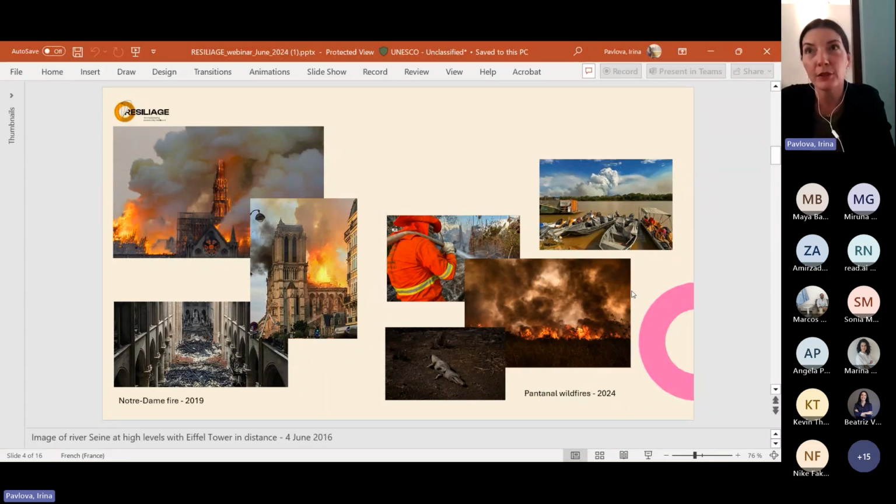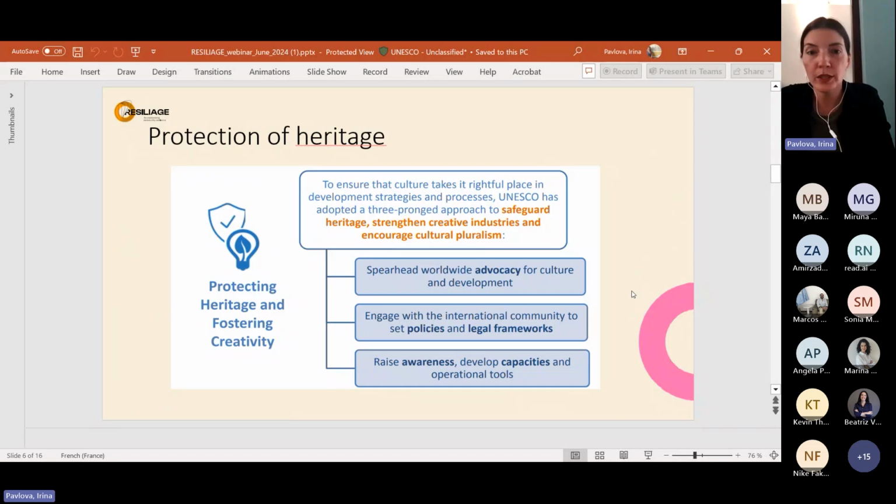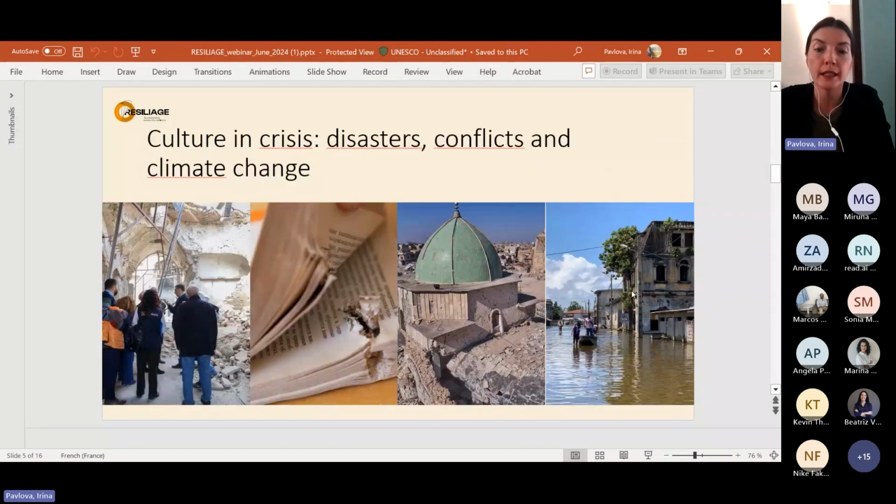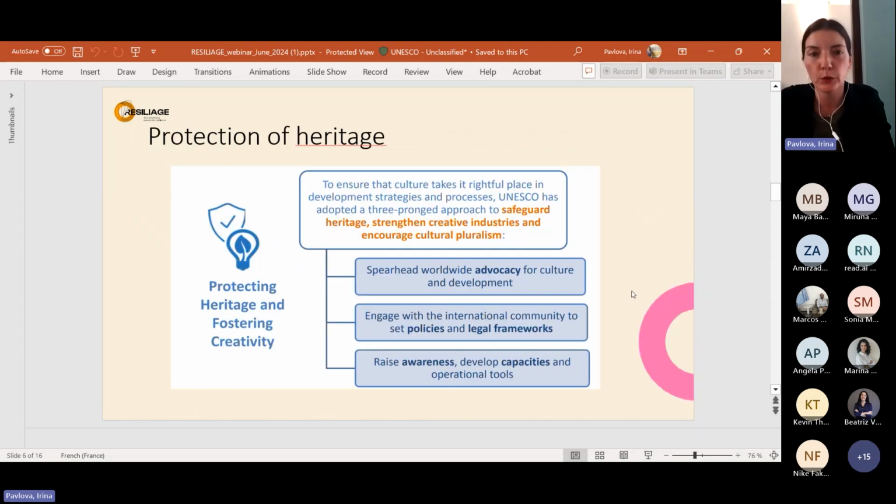At that time, I received calls from all over the world from my friends. This event was shocking. It was turbulent. It disturbed the stability not only of Parisians, not only of French or Europeans, but really all around the world. So you understand my point that culture is a critical element in crisis, during disasters, conflicts, and of course climate change impacts. So what can we do to protect heritage?